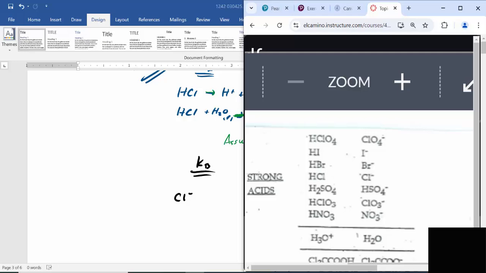Chloride's a weak base. Do you know the conjugate relationship? If one side's strong, the other side is weak. And so chloride's a weak base. Weak bases partially hydrolyze in water. Do weak bases partially ionize? Well, how are you going to ionize chloride? Can you tell me what it ionizes into? No, it doesn't ionize. Chloride doesn't ionize.